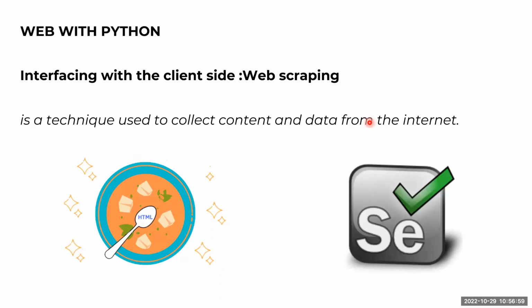So now on the client side, there are basically two ways we can have access to it. Number one is through what you call web scraping, where you have access to the contents of a web page, word for word. I'll give you an example.